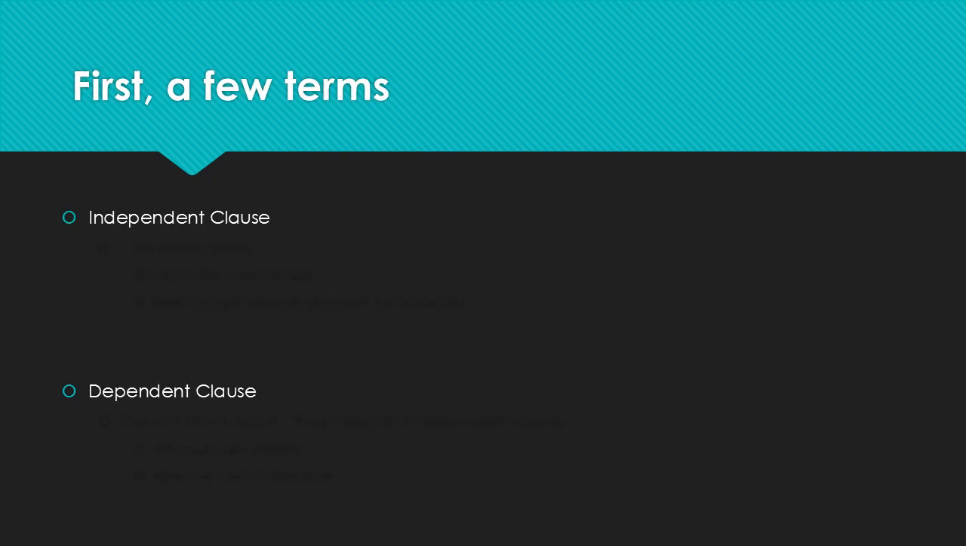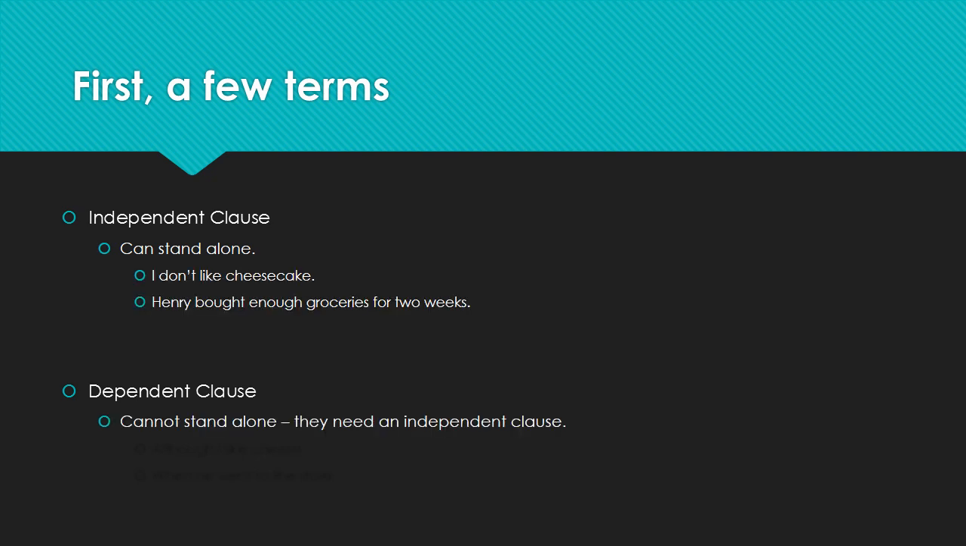Before I introduce the first comma usage rule, we need to review a few terms to help you better understand what's to come. There are 2 types of clauses in the English language. They are independent and dependent clauses. Independent clauses can stand alone. They don't need anything else to be grammatically or structurally complete. Here are 2 examples. I don't like cheesecake, and Henry bought enough groceries for 2 weeks.